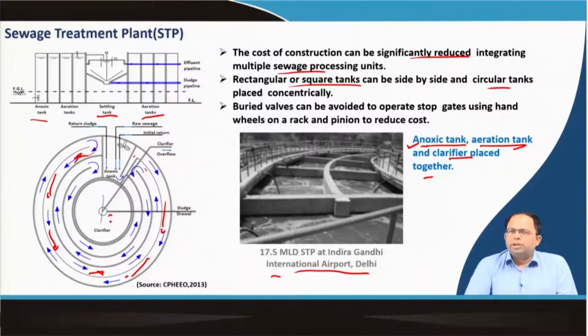So this is how we can also reduce space by combining this. But again, these are very much engineering design. So as decision makers, you don't need to have the detail. You don't need to create this sort of design, of course, but there are several available designs, and you need to think that you can choose something like this to reduce the area requirement and so on. Similar to that, we can also avoid buried valves to make the operation easier. We can use stop gates for operation, and we can use hand wheels on a rack and pinion to reduce cost as well. So these are different options that are available, using which you can reduce cost or reduce space and so on.